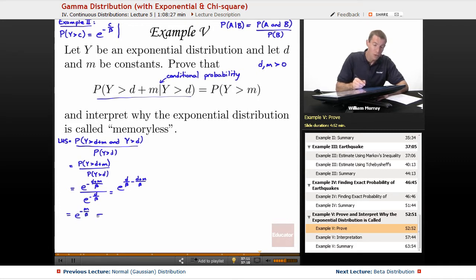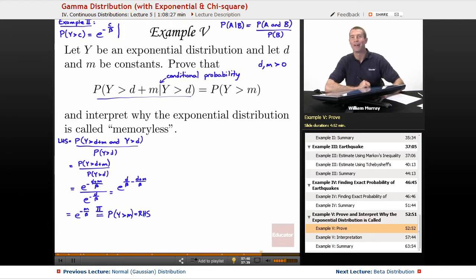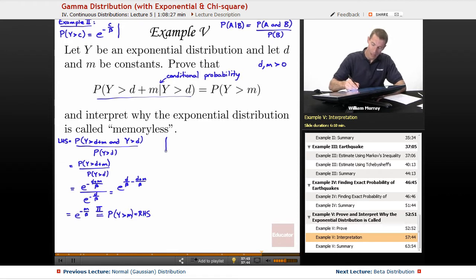And again, if we use this result from example 2, that's exactly, whoops, that 2 sure looks like a 1, doesn't it? Let me change it into a real honest 2. So this is the probability that y is bigger than m. And lo and behold, we have the right-hand side appearing here. So we have proved our equation that we set out to prove. I haven't really given much of an interpretation as to what that might mean, but I certainly know it's true.